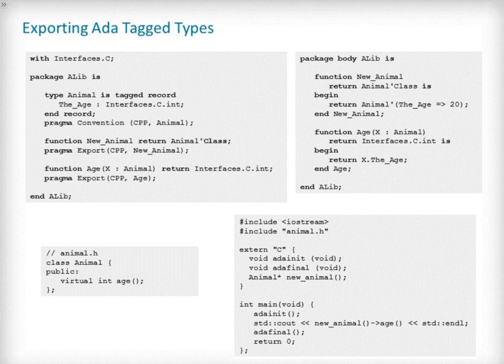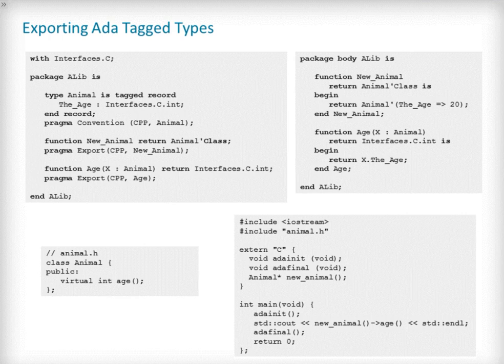The age subprogram returns a simple C convention integer. The package body provides implementation of these exported subprograms. New animal returns an instance of animal qualified with the value 20 for the age field. The implementation of the age subprogram returns the age field given an instance of the animal tagged type. The header file animal.h contains a definition of the exported Ada tagged type as a C++ class. You'll note the age subprogram has had to be declared as a virtual function.